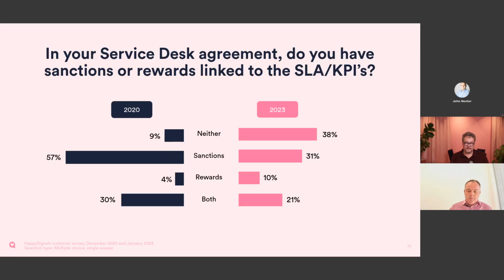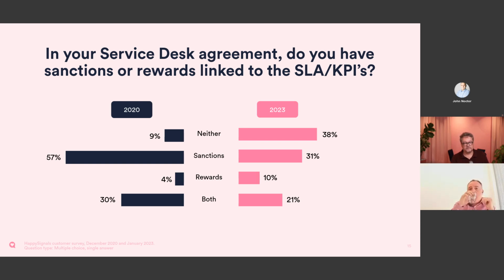I will give you again some data about this, what other companies have been doing now and how this has changed in the last 3 years. Now, when you're looking at this, remember, these are HappySignals customers, so companies who are focused on experience management, who really are doing the XLA stuff already. We did a survey to our customer base in 2020, and we asked them, hey, in your service agreement, do you have sanctions or rewards related to your SLAs and KPIs? And if you look there, 9% said that they don't have either.